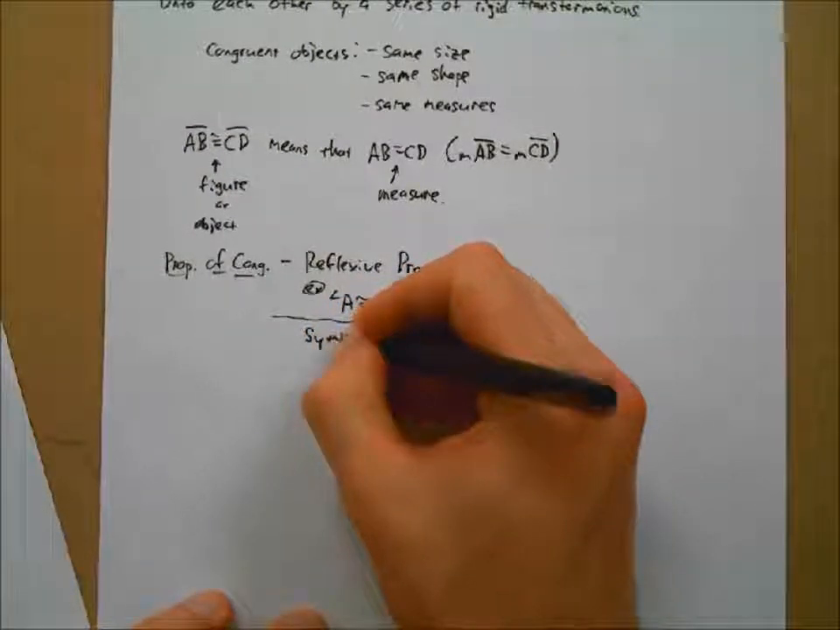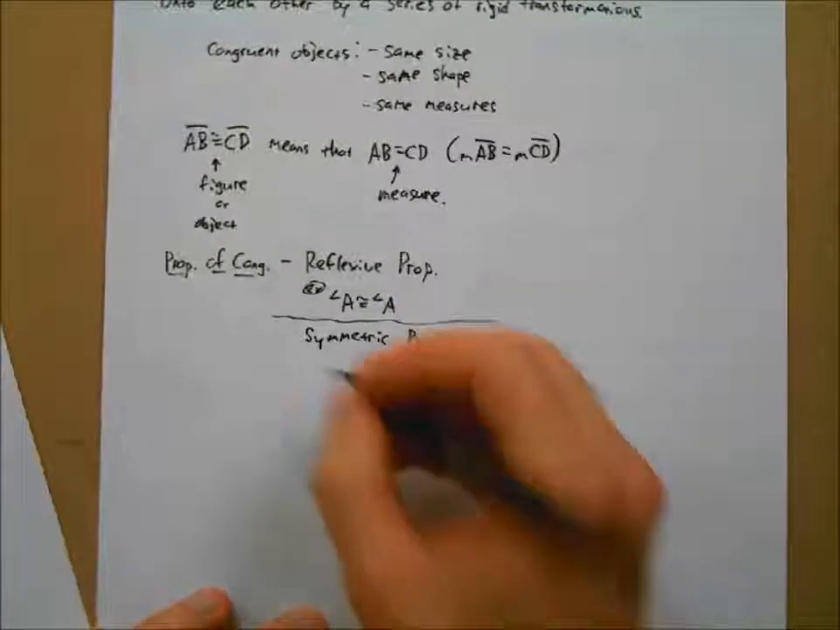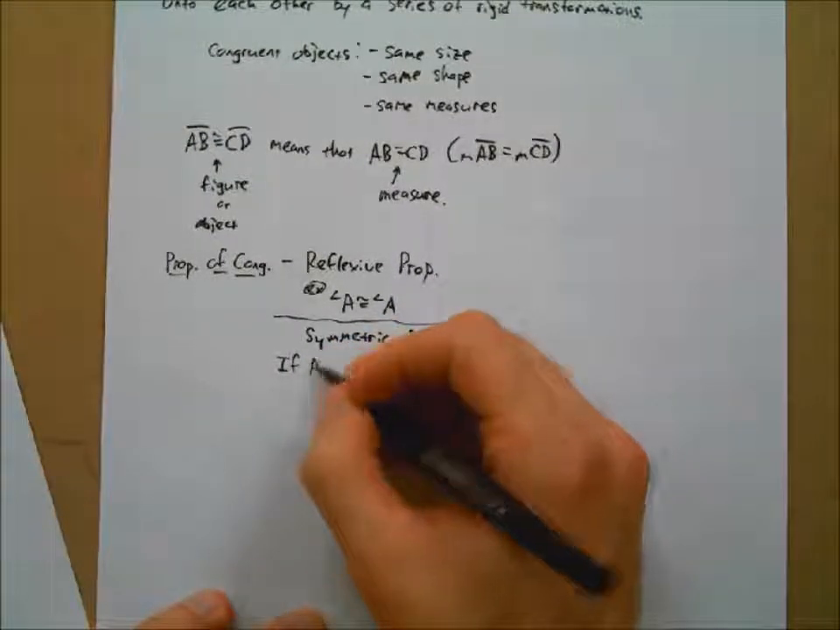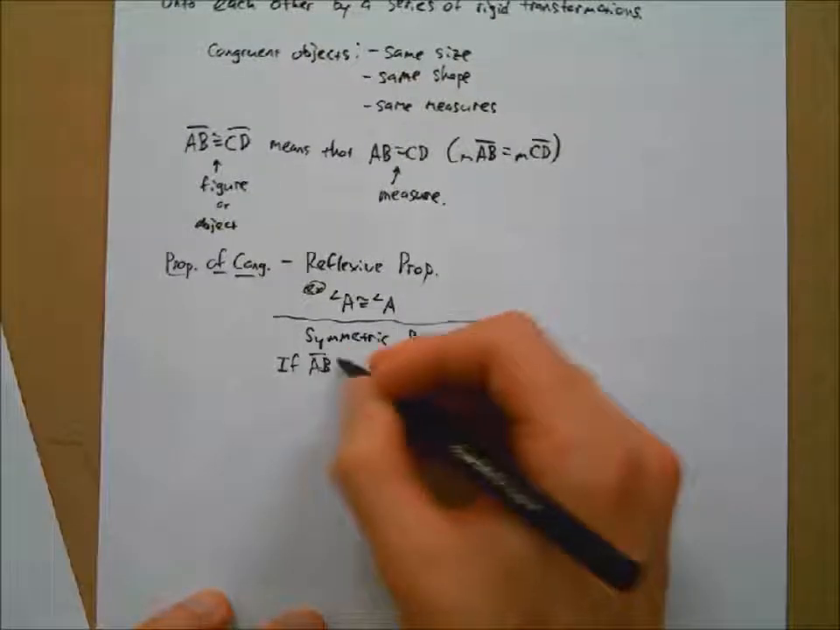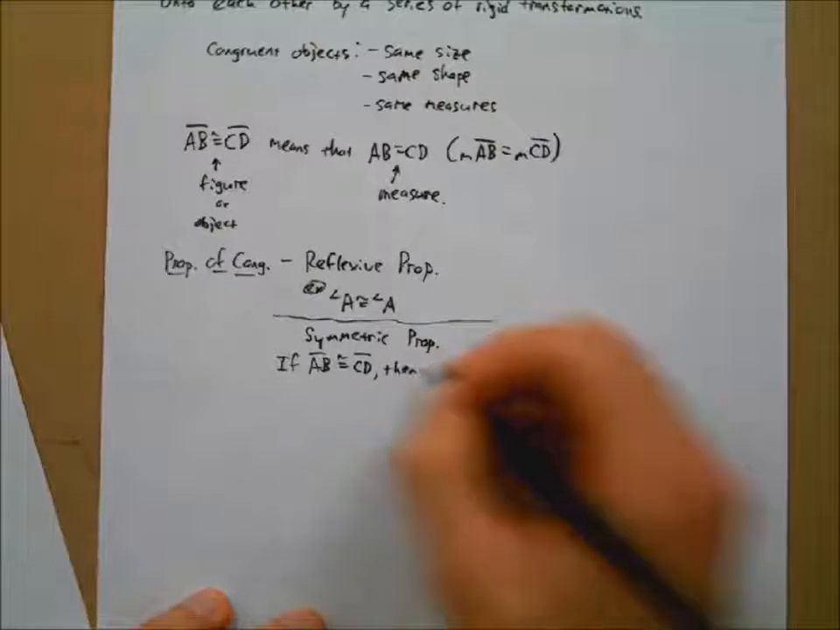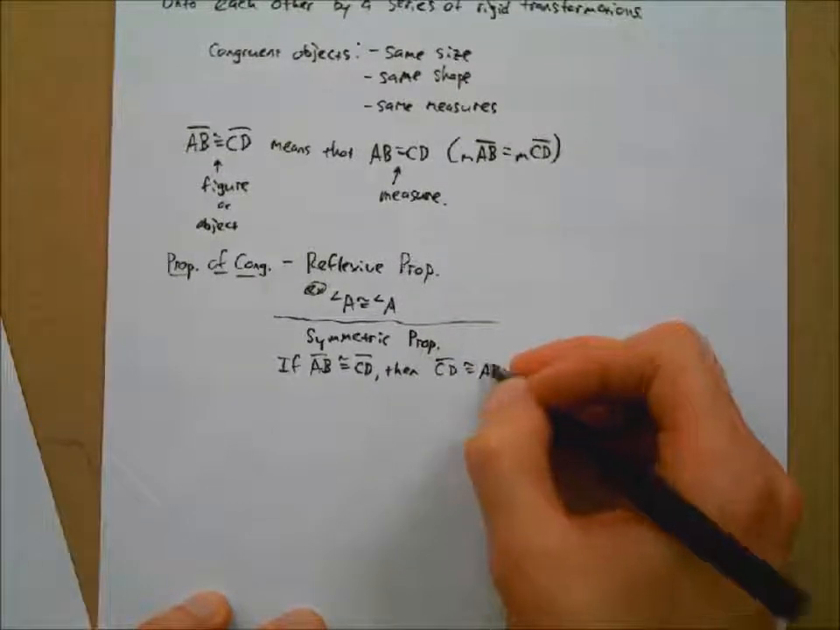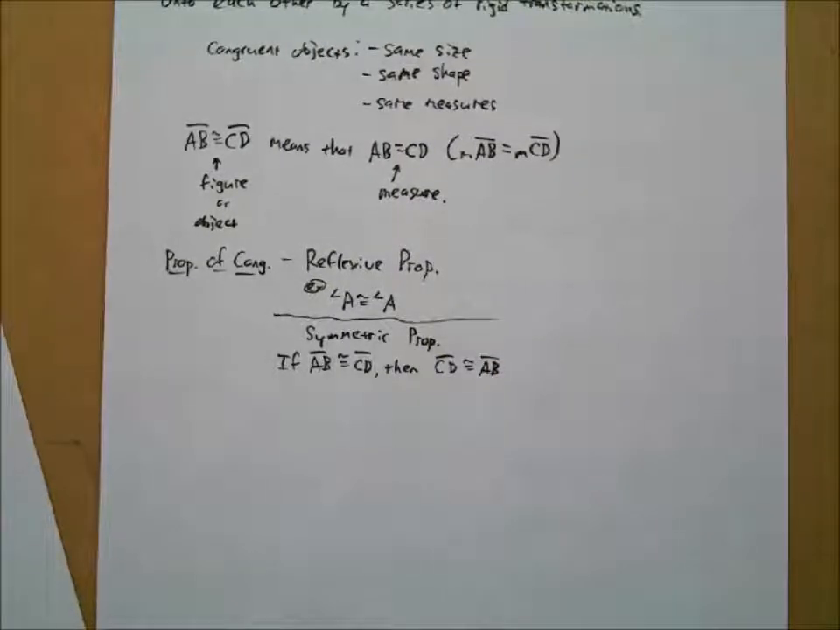The symmetric property of congruence. And here I'll give another example. If segment AB is congruent to segment CD, then segment CD is congruent to segment AB. So that symmetric property, you're just flipping the order around.